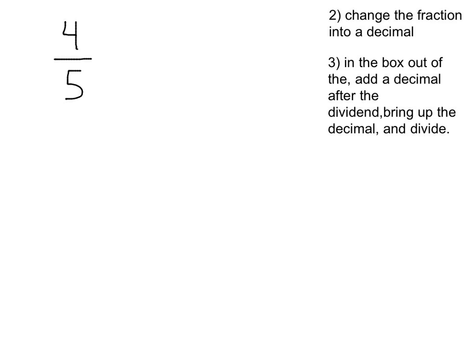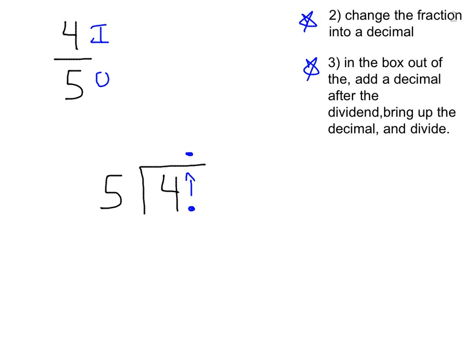The next thing we need to do is to change our fraction into a decimal, and to do that we're going to do in the box, out of the box. So 4 goes in and 5 goes out. We're going to add our decimal at the end of the dividend, and we're going to bring it up, and we're going to add a 0. And now you just divide. 5 does not go into 4, and 5 goes into 40 evenly 8 times. So leaving us with 0.8.